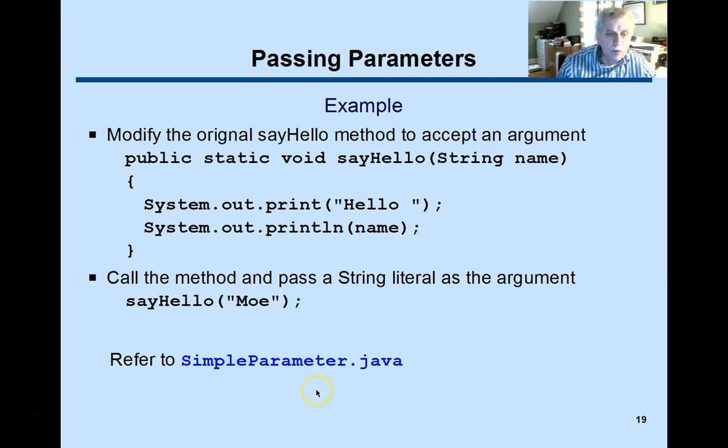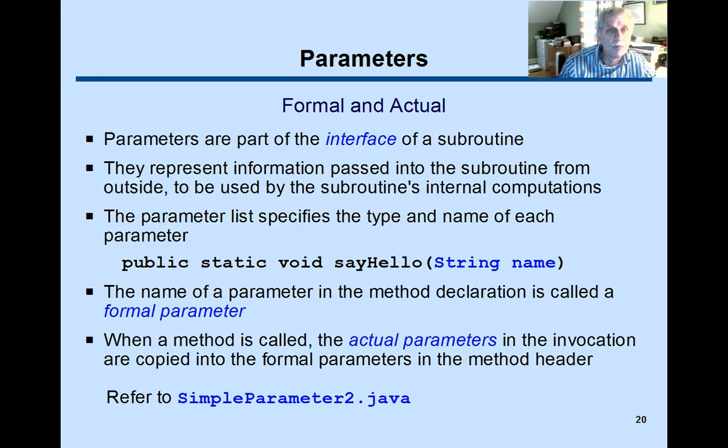So again, the code is available in a file called simpleparameter.java, and I encourage you to take a look at that code and give it a try. Now we've used the term formal parameter and actual parameter already. Here we present that a little bit more formally. There's another variation on the program we just demonstrated, which has a slightly different twist to it, and that's in a file called simpleparameter2.java. And again, take a look at that and see if you can ascertain what has changed and get comfortable with that.